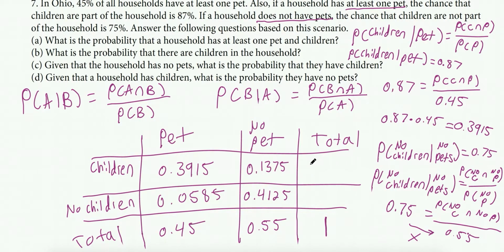So how do we find the totals? Well, we just add these up right here. So we're going to add this and this to get this, this and this to get this. So 0.3915 plus 0.1375 is 0.529. And the one below that, 0.0585 plus 0.4125 is 0.471.